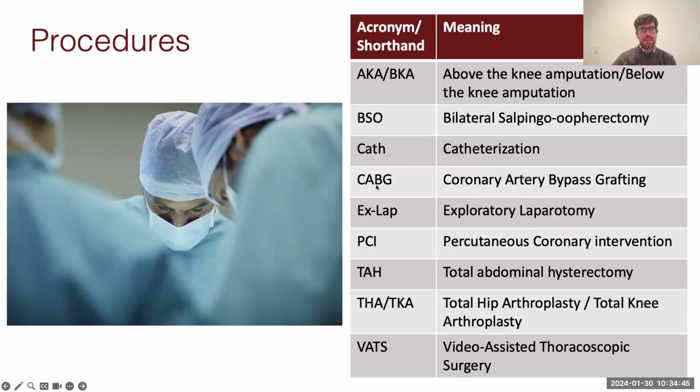Another big one that you'll commonly see is CABG, which is a coronary artery bypass grafting. So that's a surgery to repair the heart vessels after heart attacks. And then there's a number of others that you'll see quite frequently as well for reference.